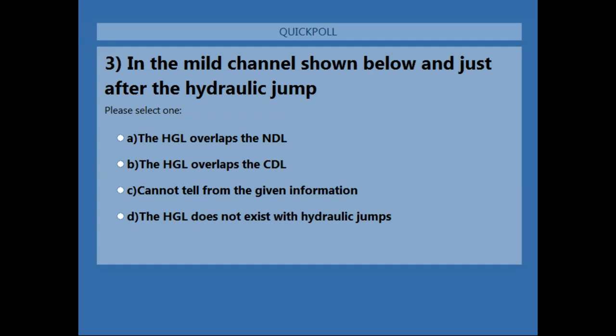There you go. In the mild channel shown below and just after the hydraulic jump: A, the HGL overlaps the MDL. B, the HGL overlaps the CDL. C, cannot tell from the given information. Or D, the HGL does not exist with the hydraulic jumps. I see the answers coming in.